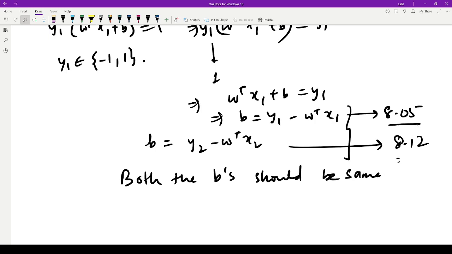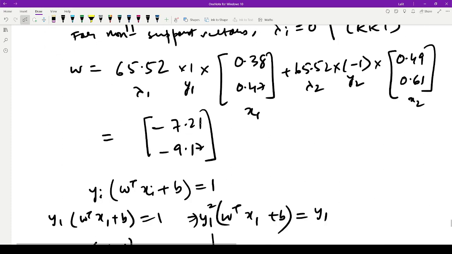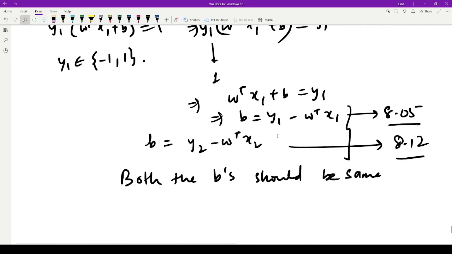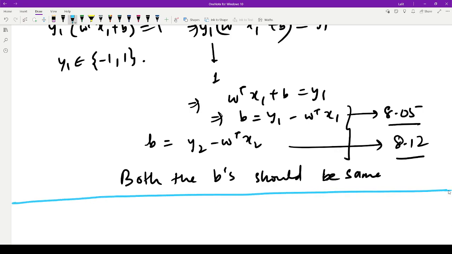Although they are close enough, you can see that, but they are not exactly the same because the w computed is not accurate. They are truncated up to 2 decimal places. So you need to have higher precision to get them the same. Okay, is this question clear? Yes, sir. Okay, we will move on to the next one.